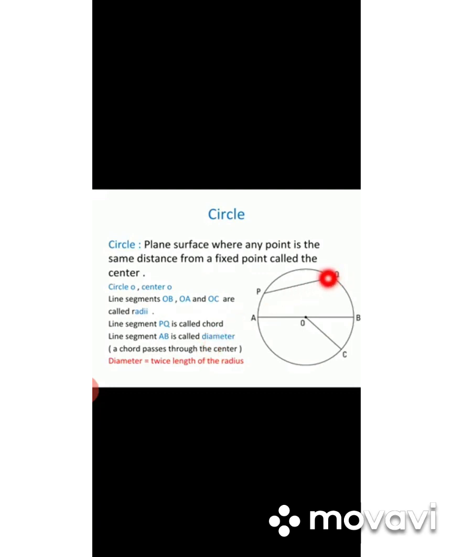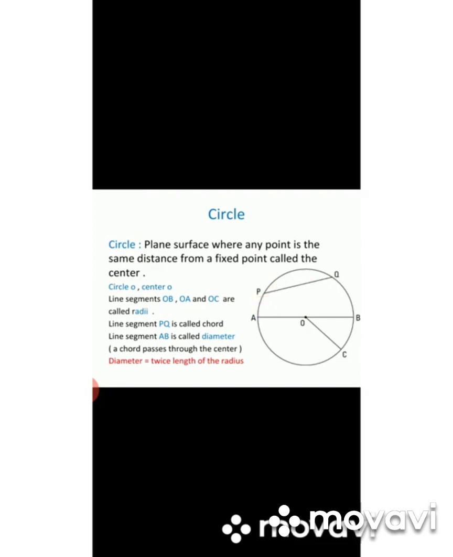Chord. A chord is a line segment connecting 2 points on the circle without passing through the center of the circle, like the chord PQ. So the line segment PQ is called a chord. It connects 2 points on the circle, the point P and the point Q, and it doesn't pass through the center of the circle.